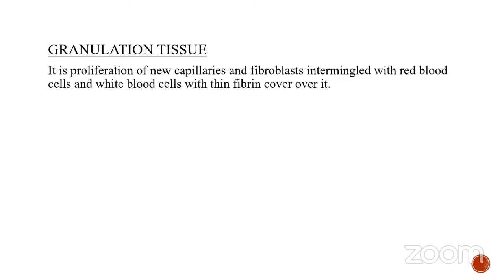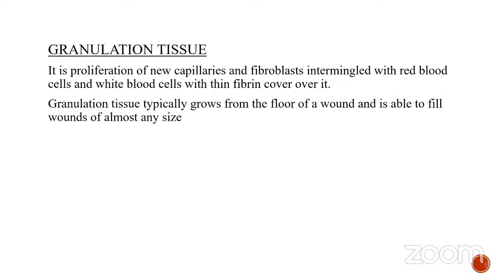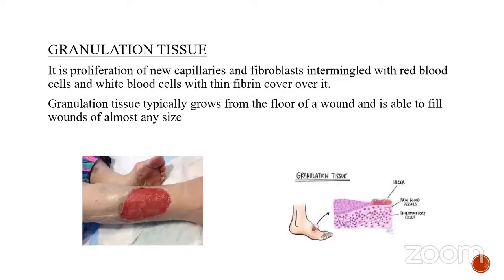So granulation tissue, we can see proliferated new capillaries, fibroblasts intermingled with RBC, WBC with thin fibrin cover over it. Granulation tissue typically grows from the floor of a wound and is able to fill wounds of almost any size. However big the wound may be, granulation tissue helps the ulcer to fill up. Ulcer is defined as a loss of tissue, right? So this lost part is compensated by granulation tissue. Here, this is a typical granulation tissue.